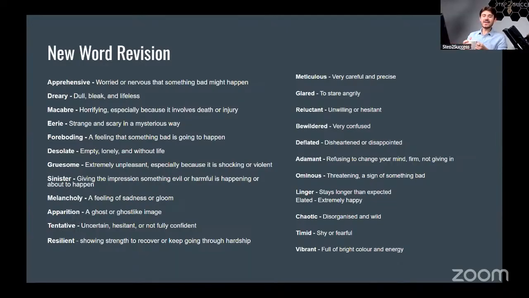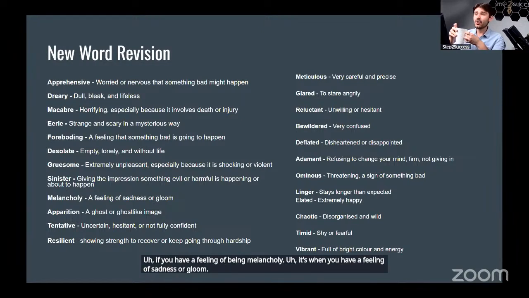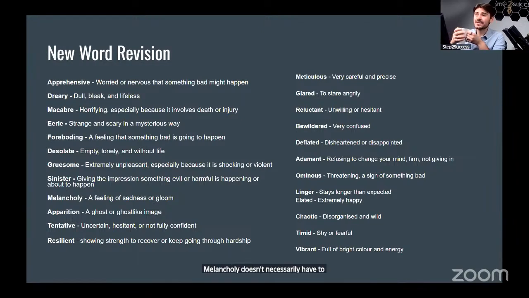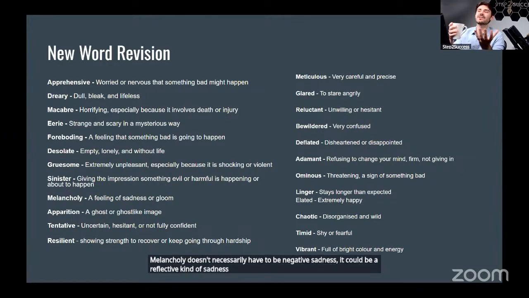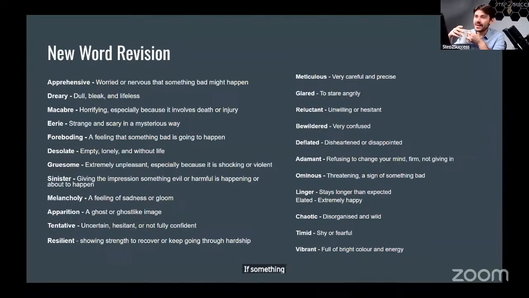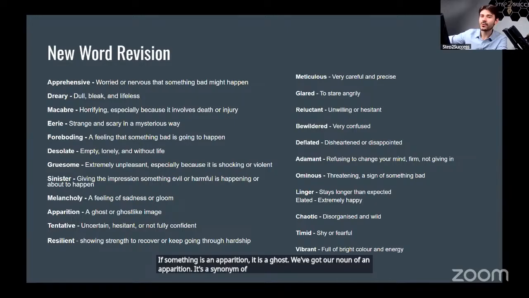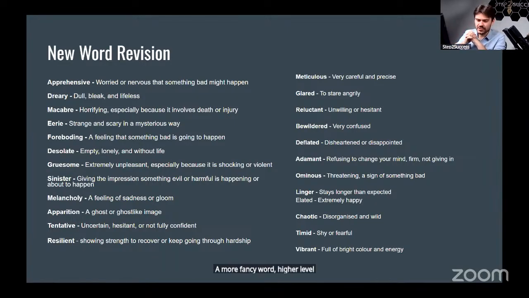If you have a feeling of being melancholy, it's when you have a feeling of sadness or gloom. Melancholy doesn't necessarily have to be negative sadness. It could be a reflective kind of sadness, but it's sadness all the same. This feeling of being inside your head and feeling very relaxed and melancholic. If something is an apparition, it is a ghost. We've got our noun of an apparition. It's a synonym of the word ghost, a more fancy, higher level word for ghost.